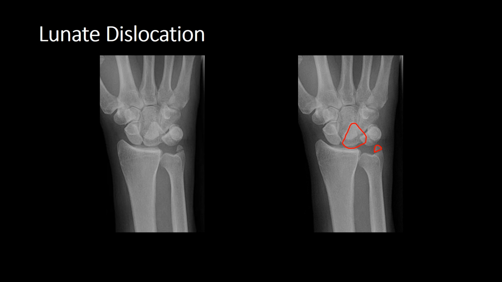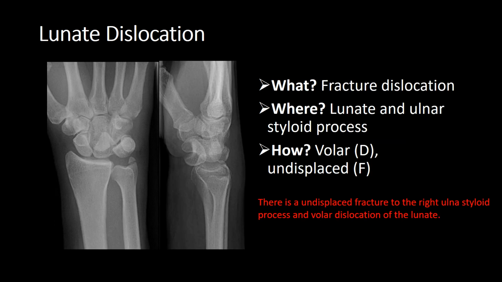Now remember zone of Johnson. So we look carefully along the radial styloid process, through the scaphoid, to the capitate, down through the hamate, out through the triquetral, and we can see now that we've got an associated avulsion fracture of the ulnar styloid process. So what is it? It's a fracture dislocation where it's the lunate and ulnar styloid process. And how? Well, it's a volar dislocation of the lunate and it's an undisplaced fracture of the ulnar styloid process.